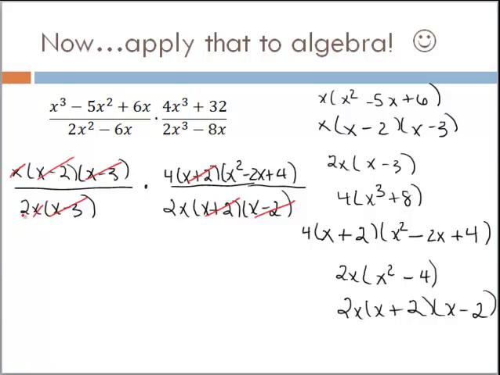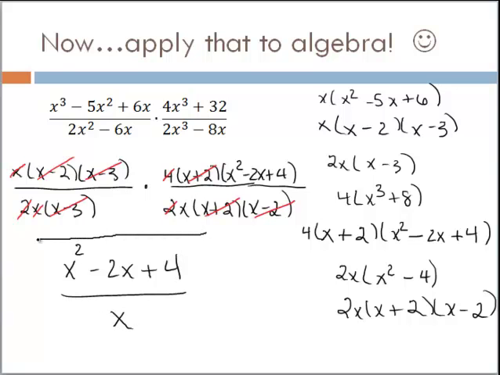Look at the denominator. Here we have 2 times 2, which is 4, and we have a 4 in the numerator. So 4 over 4 is also 1. Looks like this entire fraction is gone now. And we are simply left with x squared minus 2x plus 4 all over x. This is now completely simplified.